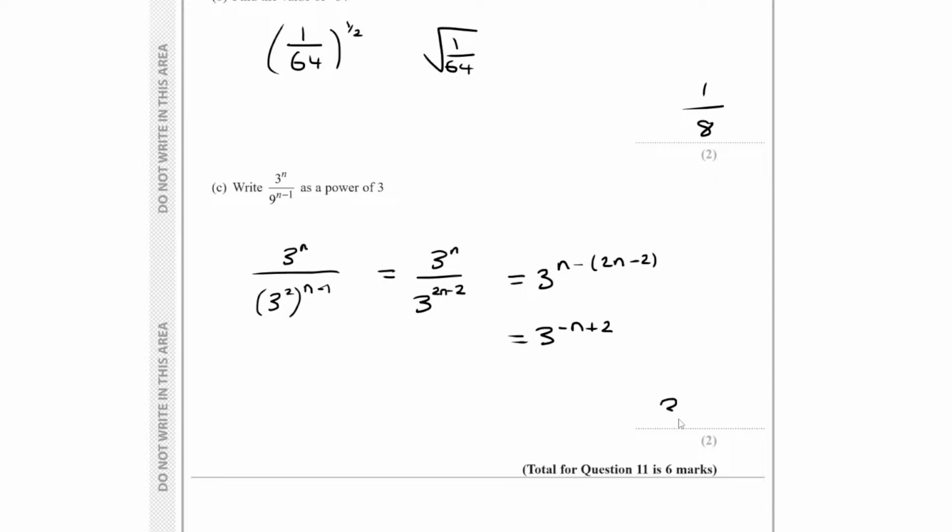So you can write it like this. I kind of naturally wrote it as 2 minus n because I don't really like having a negative at the front, but it doesn't really matter. It's the same thing, isn't it? This or this is your answer. Yeah, just be really careful.